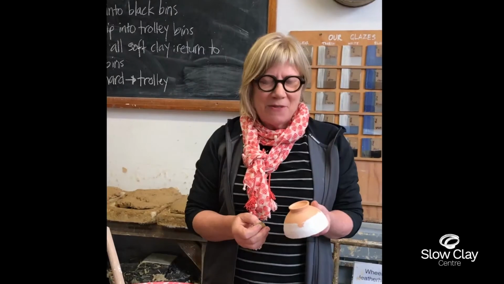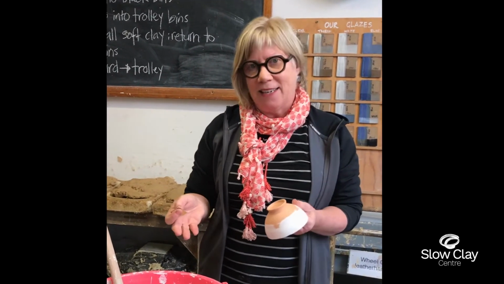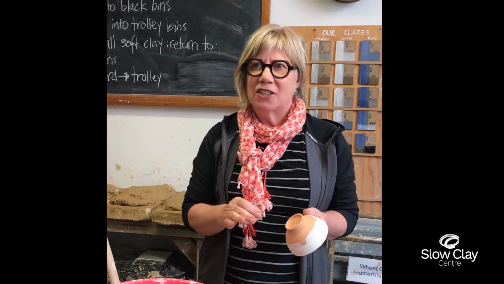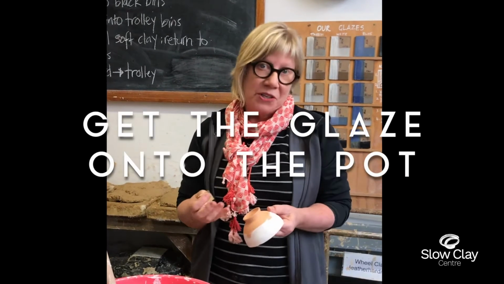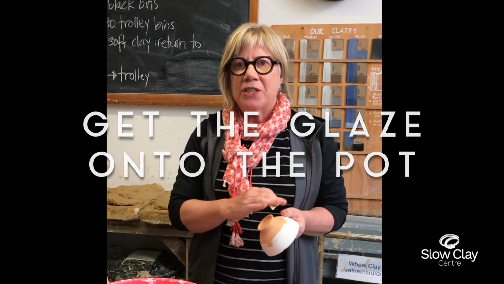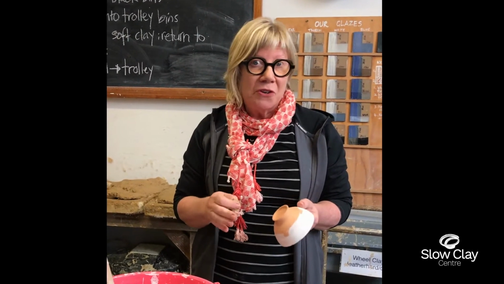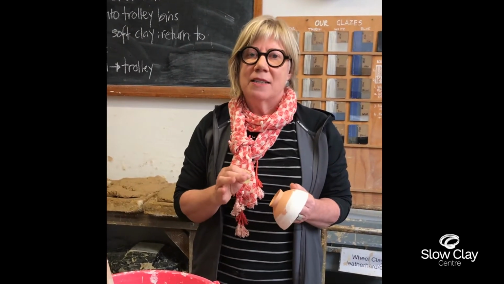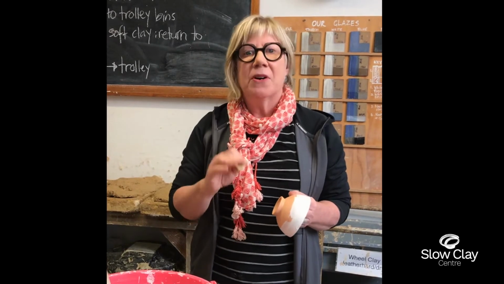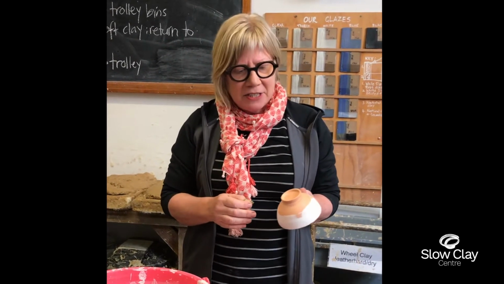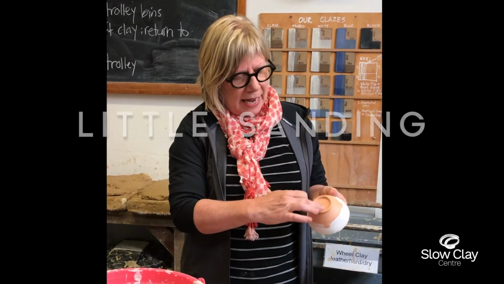We've moved on to the actual glazing now, so we're just going to demonstrate how to get the glaze onto the pot, and in a way which is even, not going to fall, not too thick, and particularly not going to roll off the pot and stick to the kiln shelf. The first thing we do is we just give a little sand.